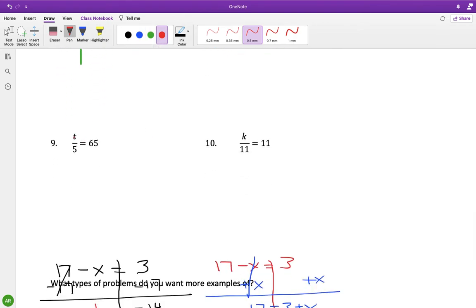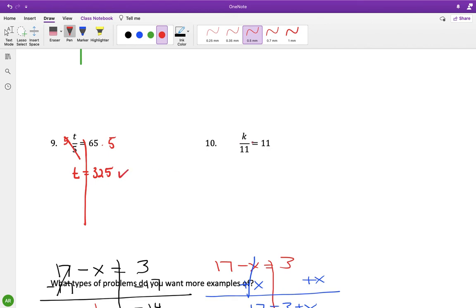Okay, so in this case, t is being divided by 5. Okay, remember, ask yourself what's happening to the variable. T is being divided by 5. The opposite of dividing is multiplying. So I'm going to multiply both sides by 5. These 5s cancel out. I'm left with t. 65 times 5. Well, I know 5 times 60 is 300, and 5 times 5 is 25. So 300 plus 25 is 325. 325 divided by 5 is indeed 65, so that works.